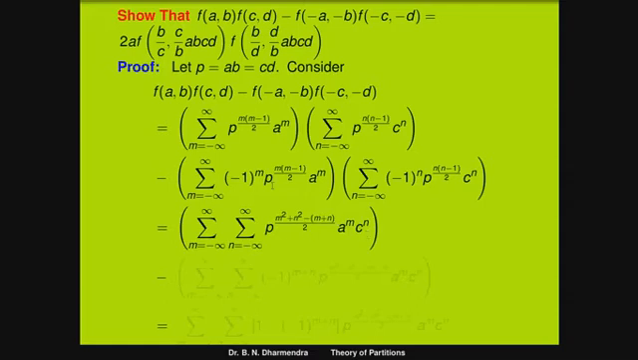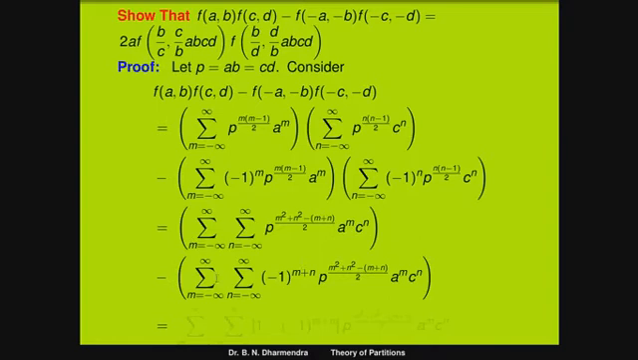Similarly, the second one, I have to take in that minus summation m running from minus infinity to plus infinity, n running from minus infinity to plus infinity, minus 1 to the power of m plus n into p to the power of m square plus n square minus m plus n by 2 into a to the power of m into c to the power of n. The additional term is here minus 1 to the power of m plus n. Here also the terms of the two series are same.